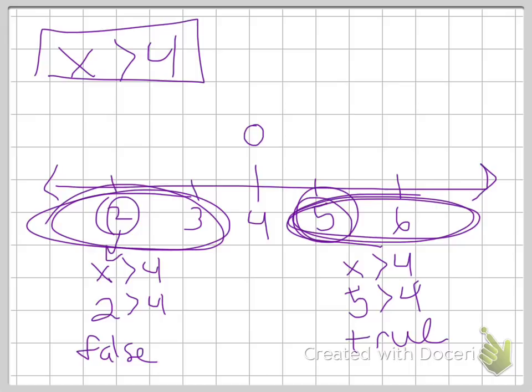So what this means is that all of the numbers in this direction are true. They are all greater than 4. And all of the numbers in this direction over here are false. So what the graph ends up looking like is a circle, depending on whether it says less than or equal to, greater than or equal to, or just less than or greater than, and then a line with an arrow indicating which side is true. We always want the line to go on the true side.